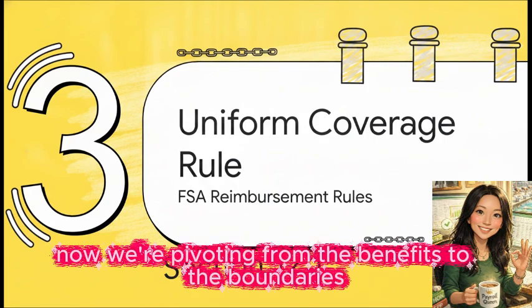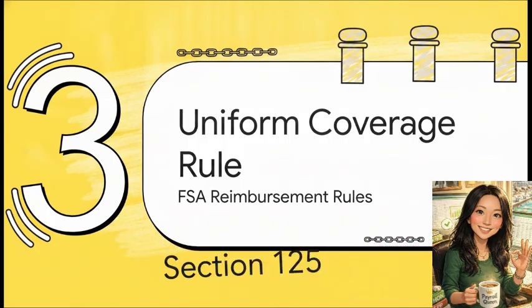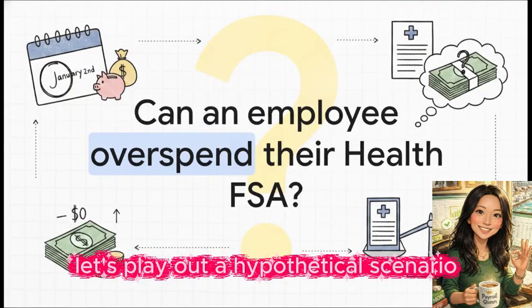Section 3, the Uniform Coverage Rule. Now we're pivoting from the benefits to the boundaries. This is where compliance gets really fascinating. Let's introduce the first of our three major guardrails. Let's play out a hypothetical scenario.